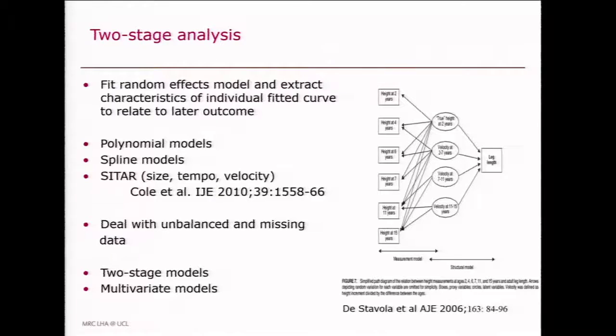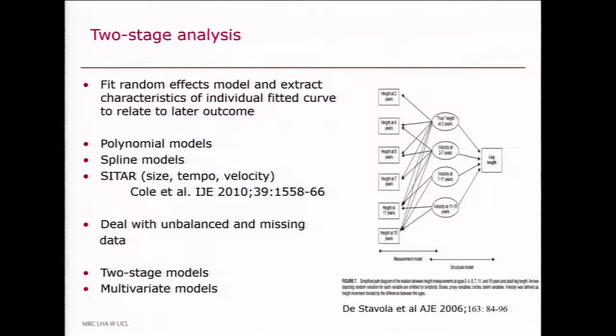So I've called these two-stage analyses. There was a lot of work, a lot of ideas of how we could better model growth in relation to a later health outcome. Most of these involve fitting some sort of random effects model to the repeated measures of body size, extracting characteristics from those individual fitted curves and relating those individual characteristics to a later health outcome.